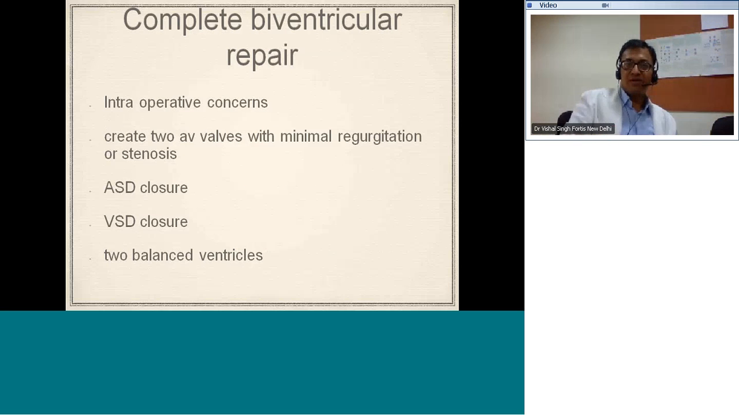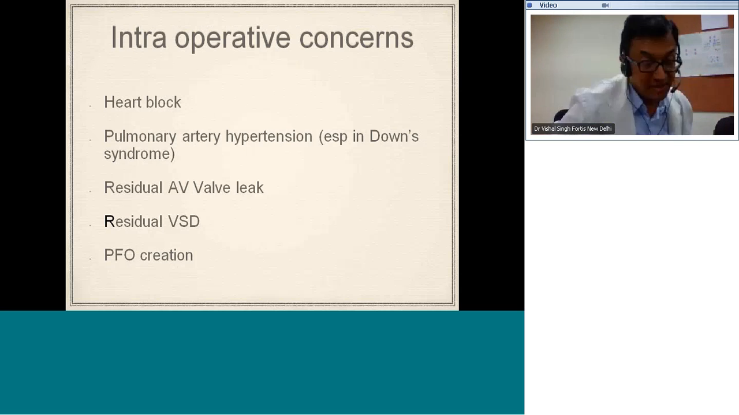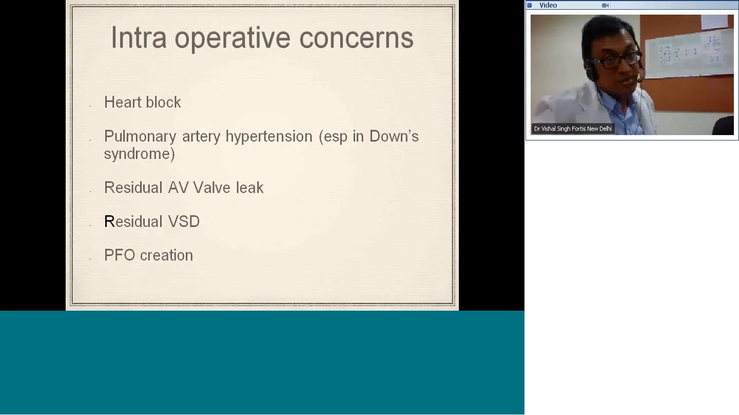In a biventricular repair patient, when he comes to you, the intraoperative concerns are primarily whether the surgeon is able to create 2 AV valves with minimal regurgitation or stenosis, the ASD closes properly, the VSD closes properly, and there are 2 balanced ventricles. In an intraoperative handover, always ask about heart block, whether there was a significant heart block requiring AV sequential pacing. In the inlet VSD, it can happen.